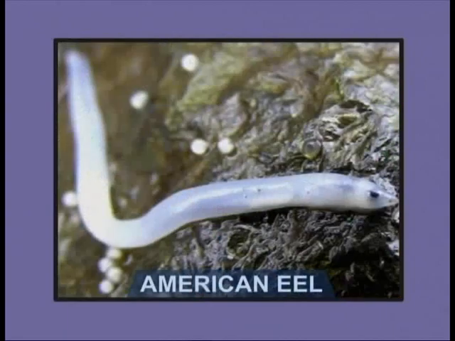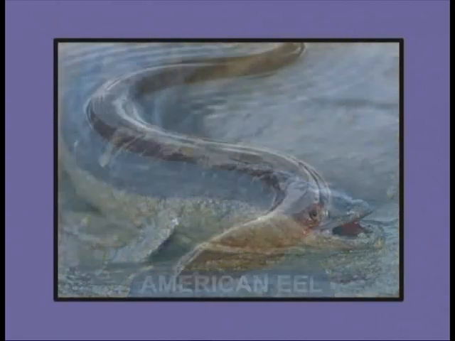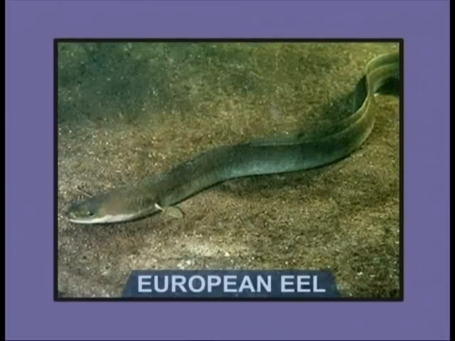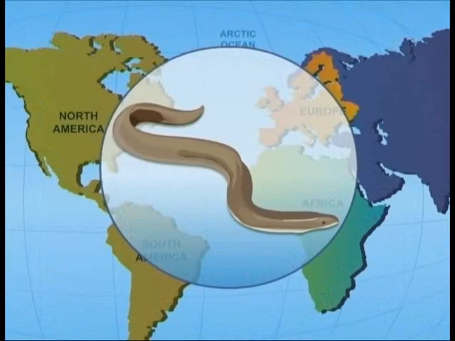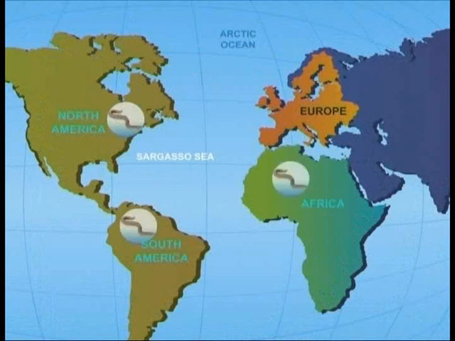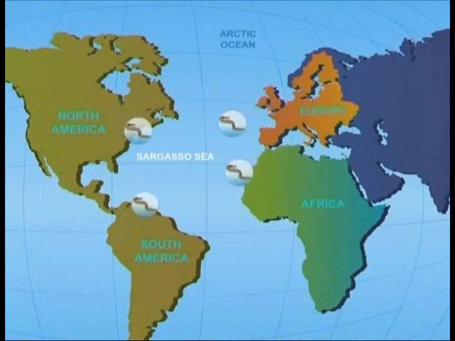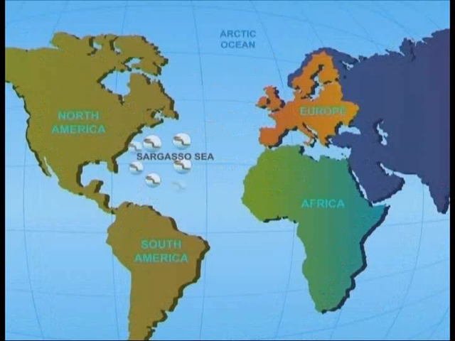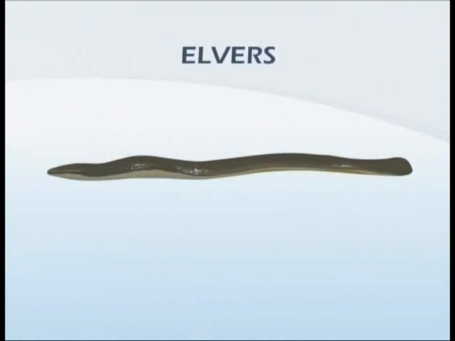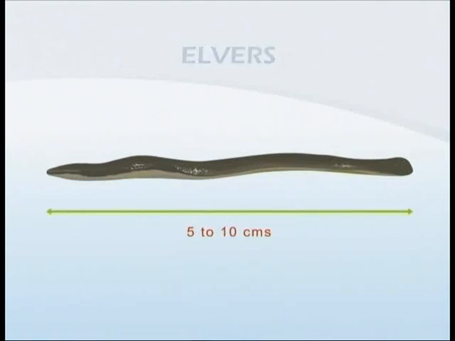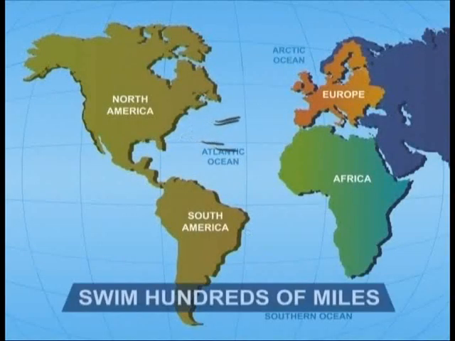The migratory pattern is opposite in both the American eel as well as the European eel. Their adult life is spent in rivers and lakes in America, Africa and Europe, but they return to the depths of the Sargasso Sea to breed and die. The next generation of young eels, known as elvers, then must find their long way back to freshwater. These elvers are only 5 to 10 centimeters in length but swim hundreds of miles to reach rivers where they feed and grow.